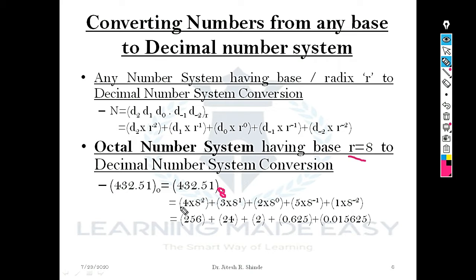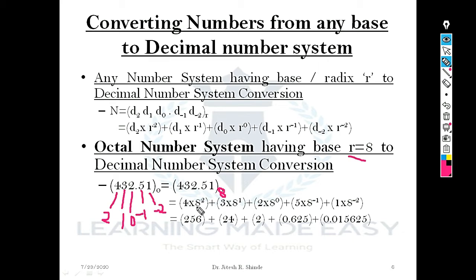So this 2 has position number 0, this 3 has position number 1, this 4 has position number 2. 5 has position number minus 1, 1 has position number minus 2. So we can write this as 4 into 8 to the power 2 plus 3 into 8 to the power 1 plus 2 into 8 to the power 0 plus 5 into 8 to the power minus 1 plus 1 into 8 to the power minus 2.